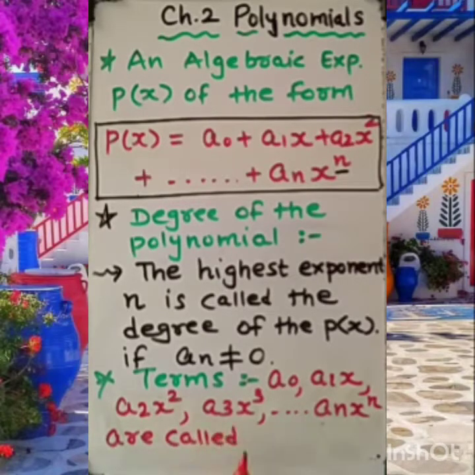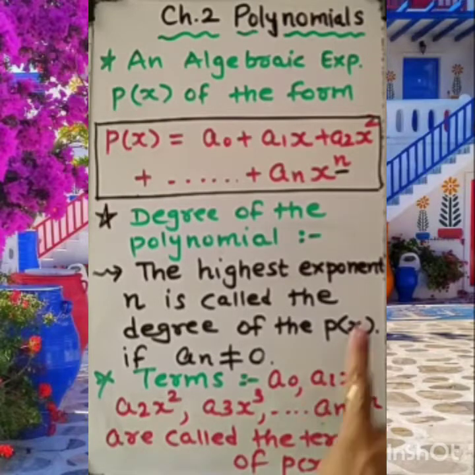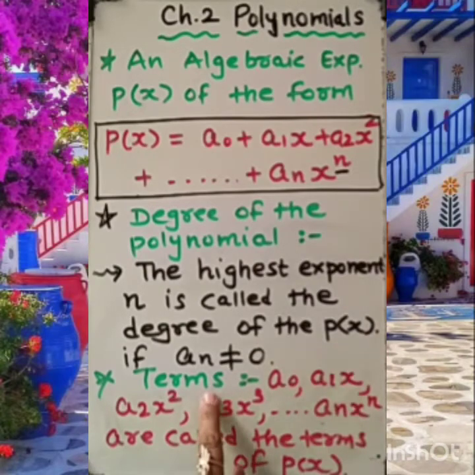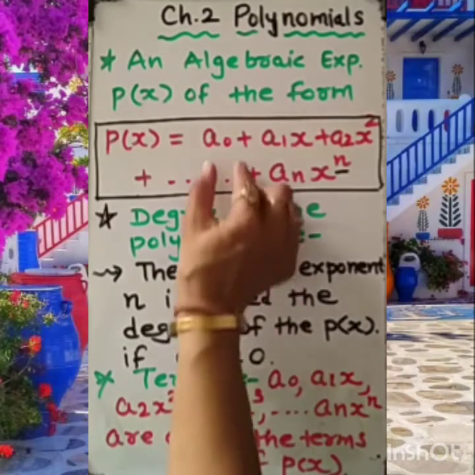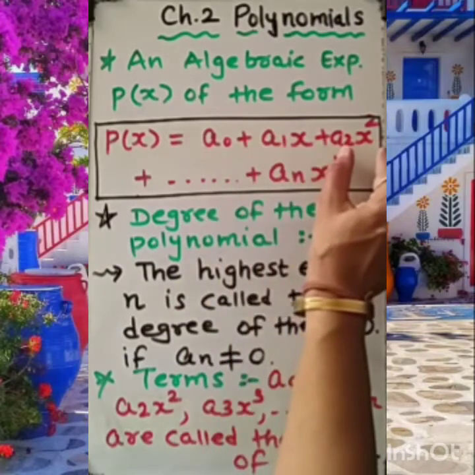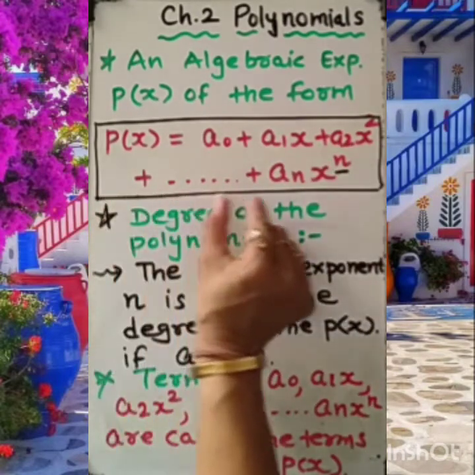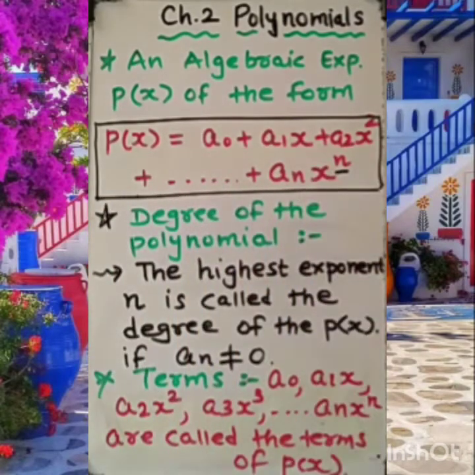Are called the terms of p(x). Very simple, very easy. Degree is the highest power of the polynomial. And what are terms? Terms are these individually: a0 plus a1x plus a2x squared plus so on plus an x to the power n. These are called the terms of p(x). Clear?